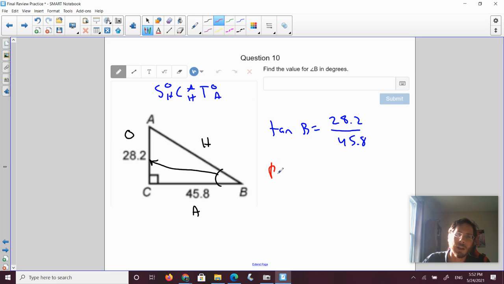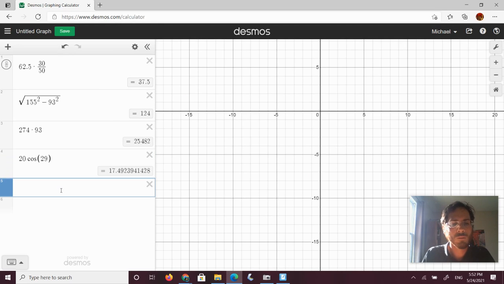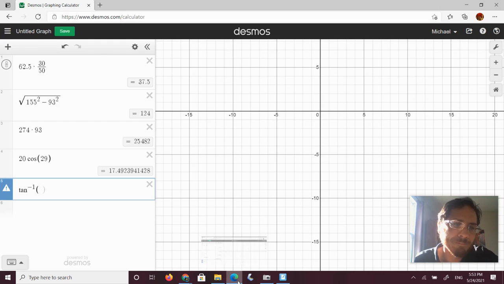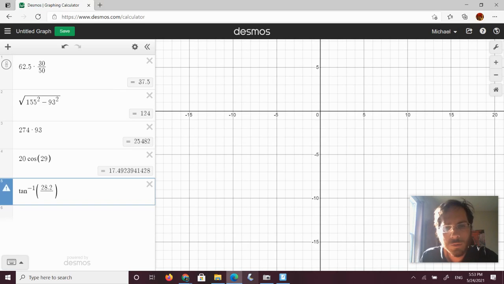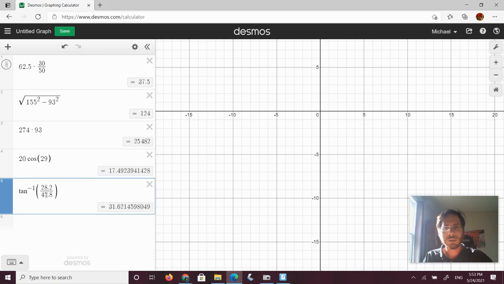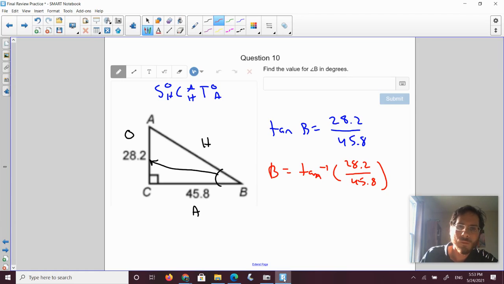Since I want to find the angle, remember I got to use the inverse. I got to use the tangent minus 1 of 28.2 over 45.8. So we're going to go ahead and throw that into the calculator. I'm just going to type it. I could go ahead and actually click the button if I wanted, but I don't feel like it. 28.2 over, I think we had 45.8. And so there we see we get our answer. We get 31.6. There we go. All right, moving on.